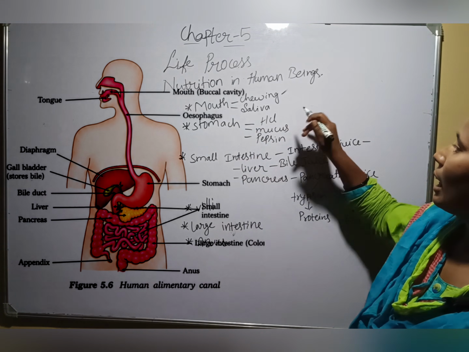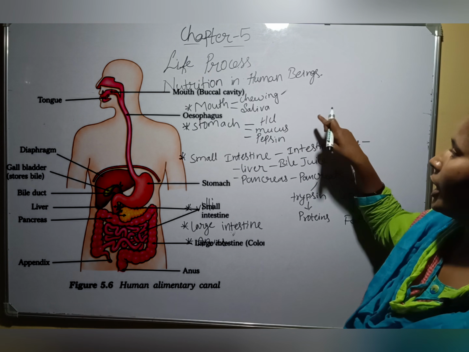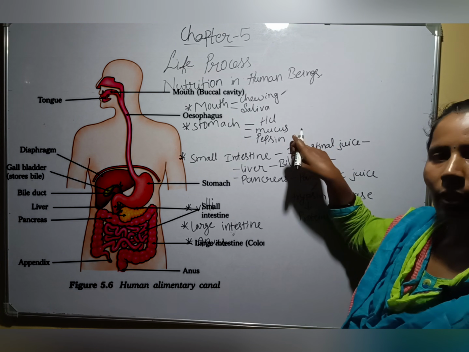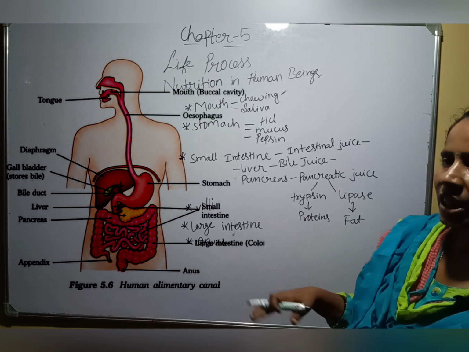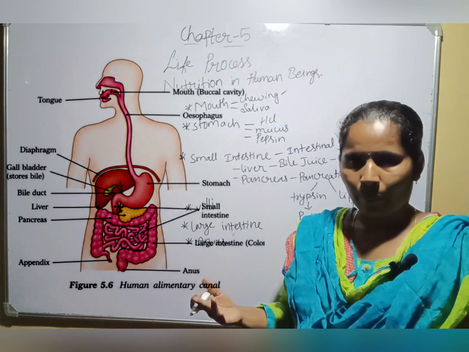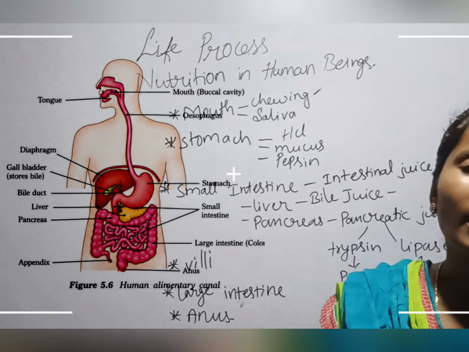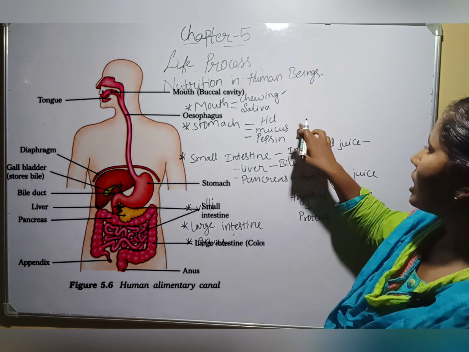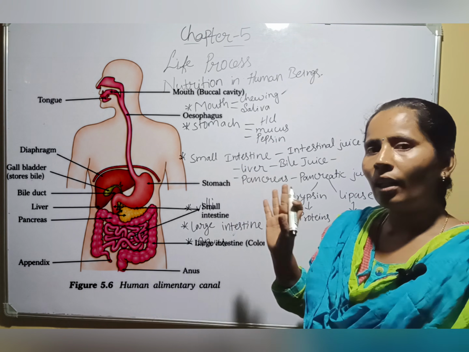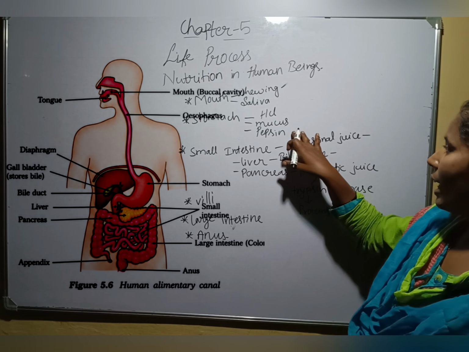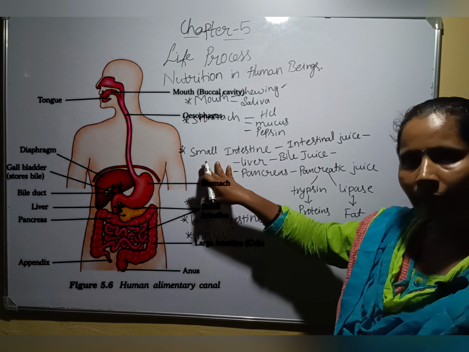In the stomach, it will produce three things: hydrochloric acid, mucus and the protein digestive enzyme called pepsin. This HCl makes the food acidic, because if the pepsin has to act on this food, the food must be in acidic condition. This mucus protects the walls of the stomach in the normal condition. After the action of the pepsin enzyme, the food will be moved towards the small intestine.